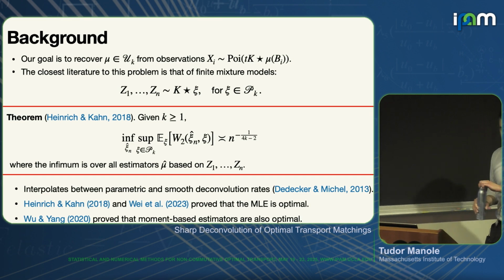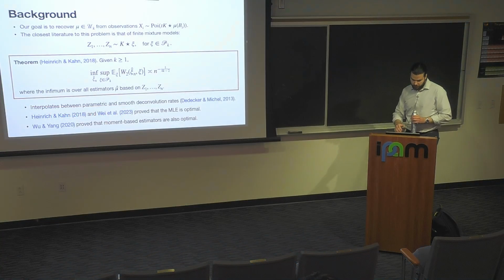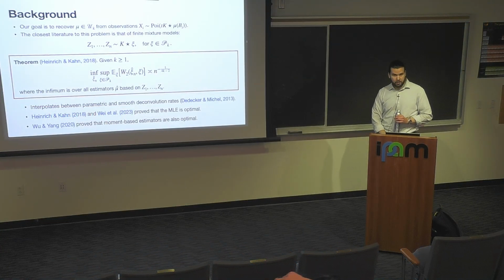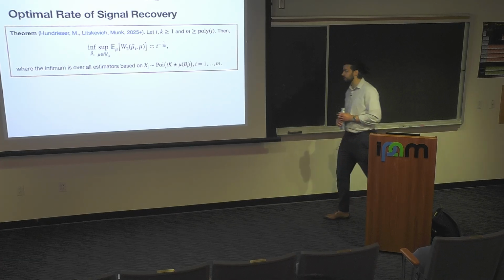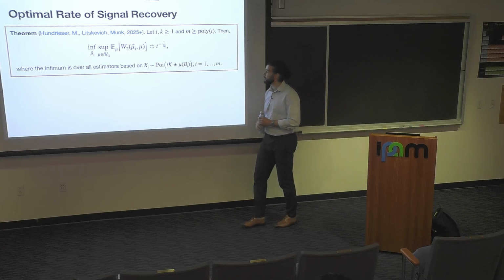Any other questions about this background result? Okay, so that's the picture for Gaussian mixtures. And so now let me tell you what the analogous picture is in our model.